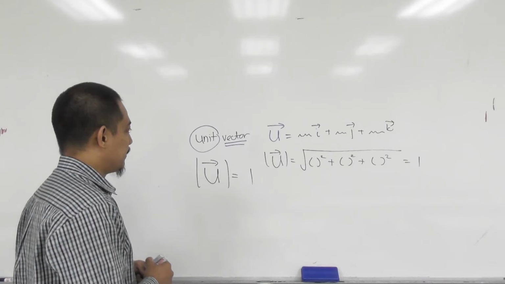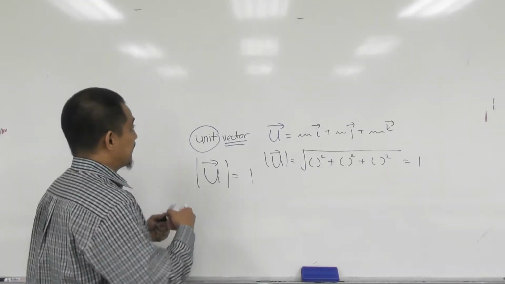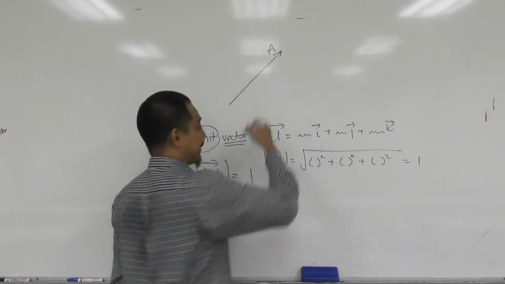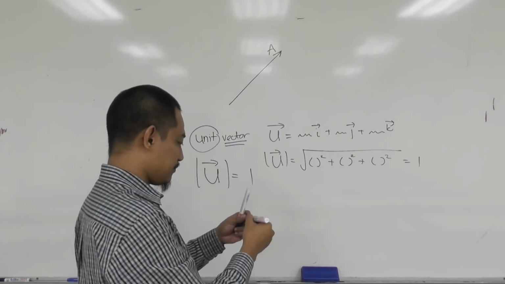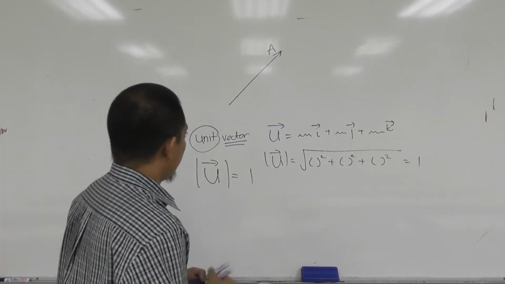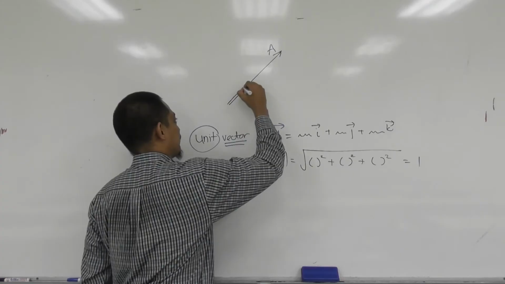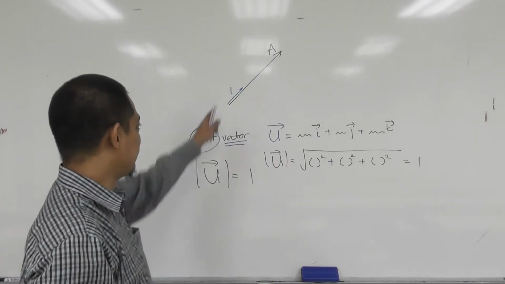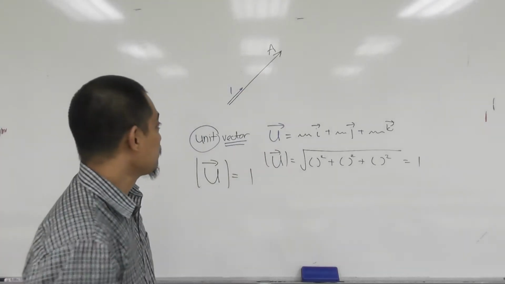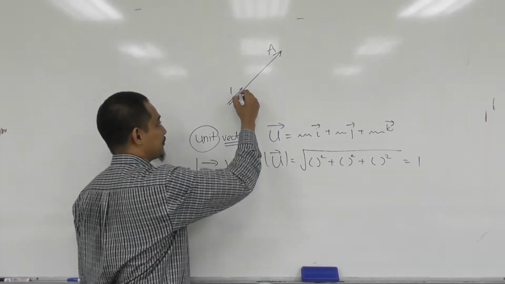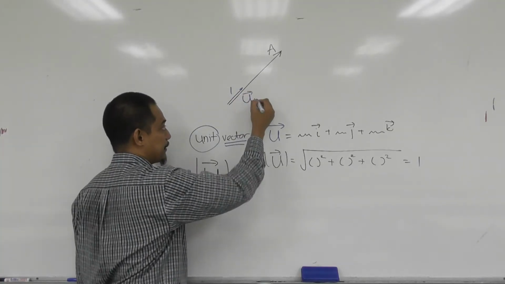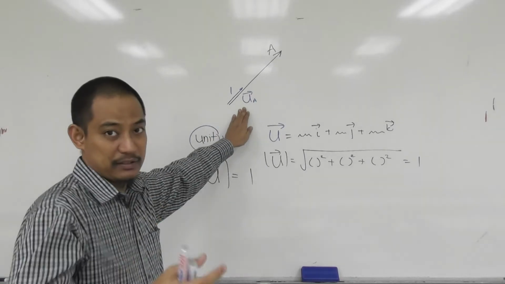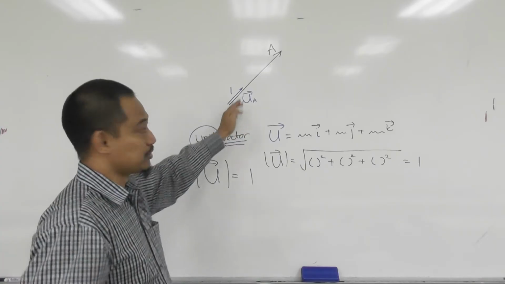So why is it important? Because say you have any vector A like this, the magnitude is A, for example. If you have a vector here with a magnitude of 1, the magnitude is 1, the magnitude of A can be any number. So by definition, this in terms of vector becomes uA. Meaning that it is a unit vector because the magnitude is 1 in the direction of A.